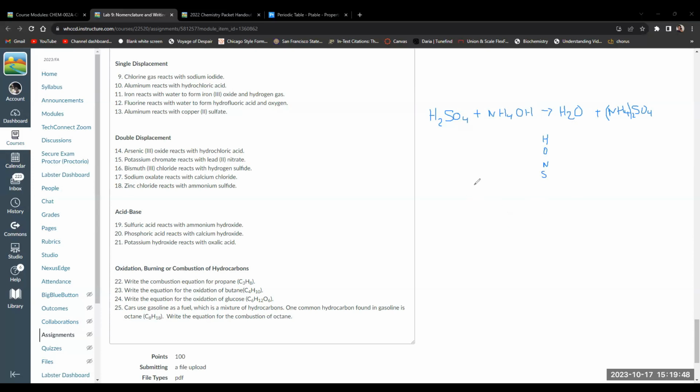So let's count. So we have 2, 6, 7 hydrogens. We have a single sulfur for 5 oxygens and a single nitrogen.